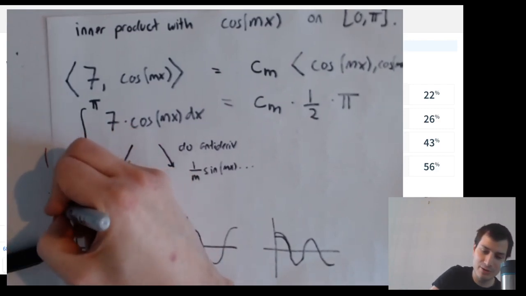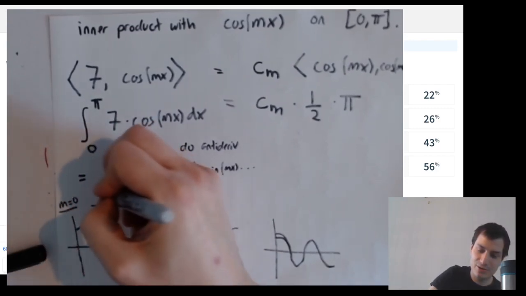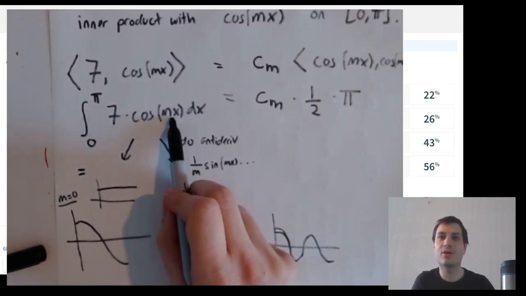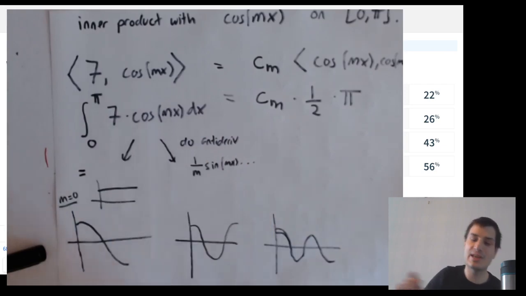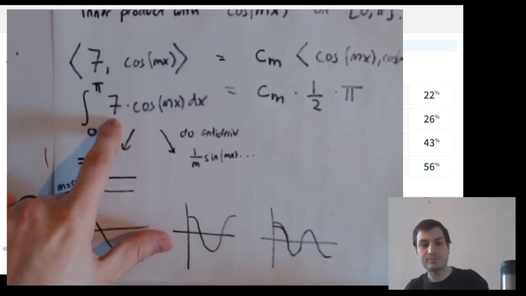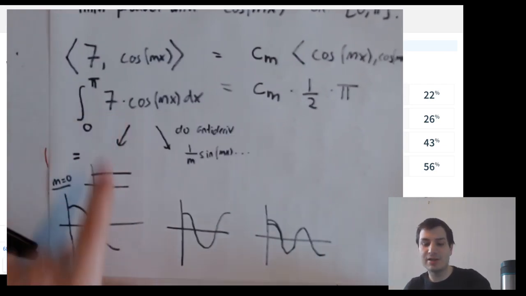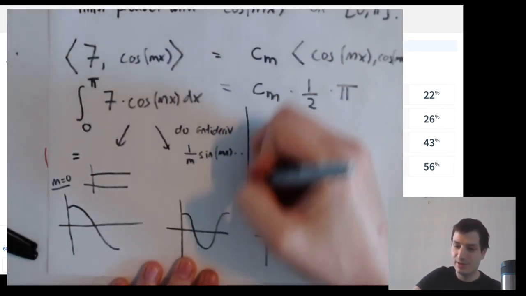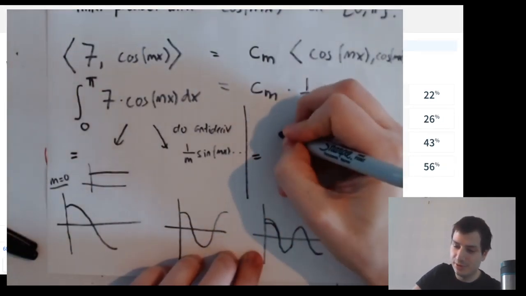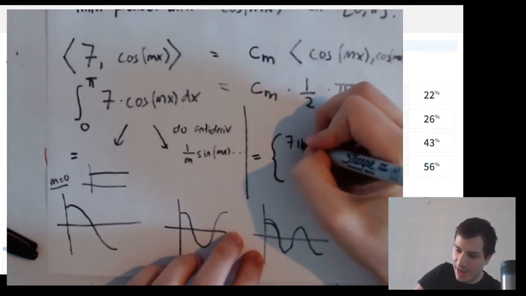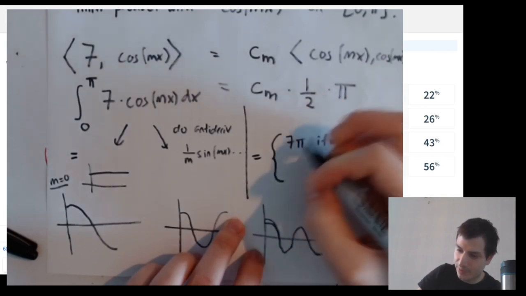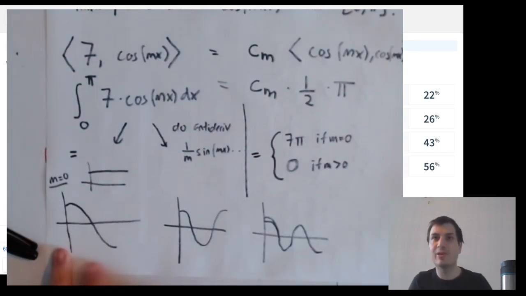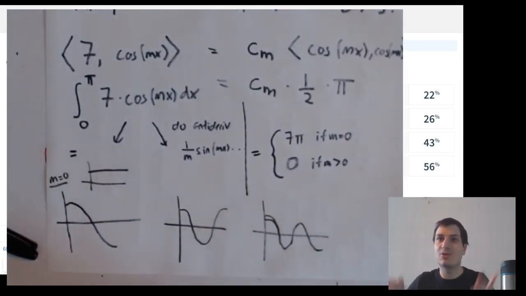When m equals zero, cosine is 1. So when m equals 0, the cosine of 0 is 1, and that's the function 7 pi. Then you get something non-zero. But in all the other cases, you get something that is always 0. So this integral is equal to 7 pi if m equals 0, or it's equal to 0 if m is bigger than 0. And I did that just by looking at what I know about cosine functions. So that's one way to do it.